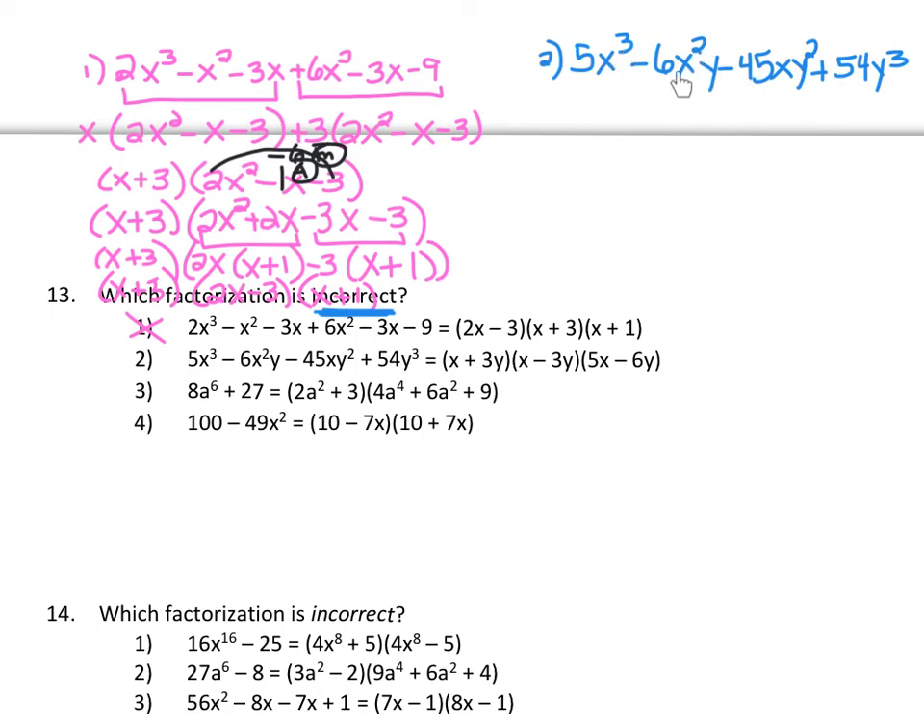So we have x cubed, x squared, x to the first, and then no x's. So this looks good. If we look at all of our terms, there's no greatest common factor that we could factor out, so I'm going to just jump right into factoring. So we're going to group and group.